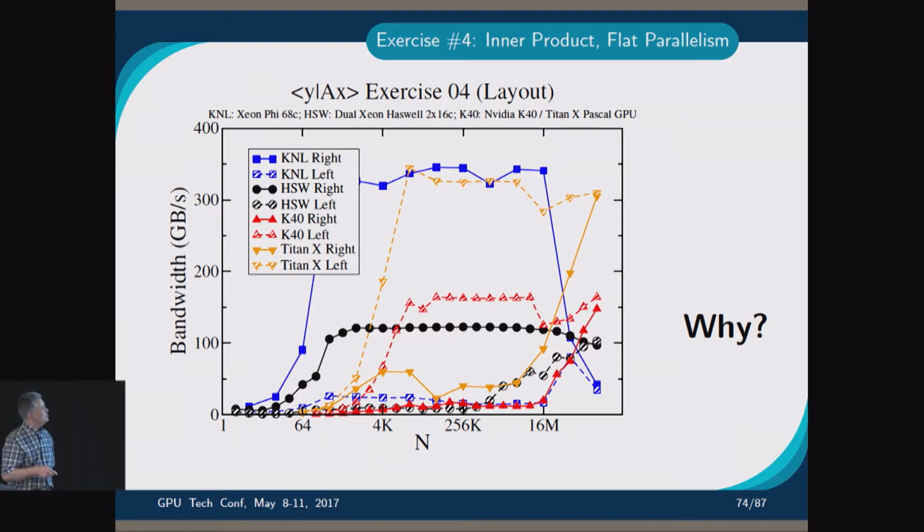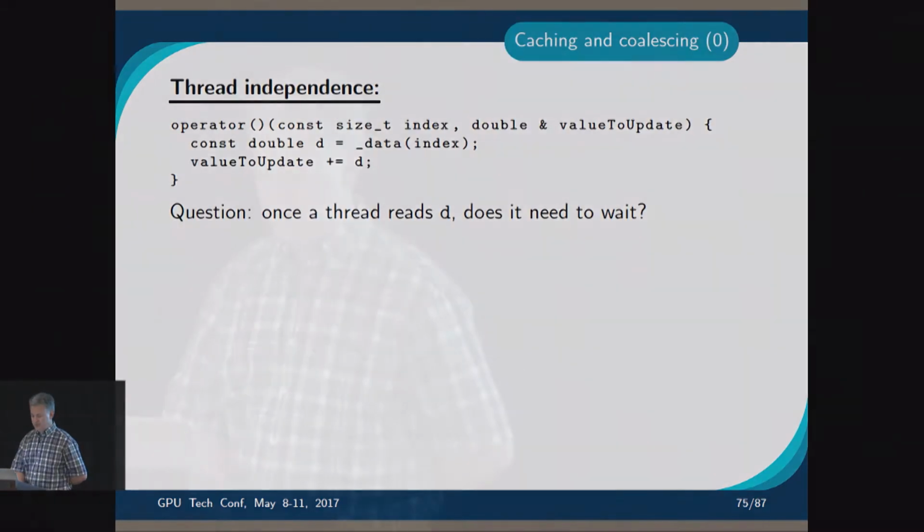And we do the wrong layout, and we're all the way down here. It makes even this silly little example with the weighted dot product a huge difference on performance. So what the heck is going on here?